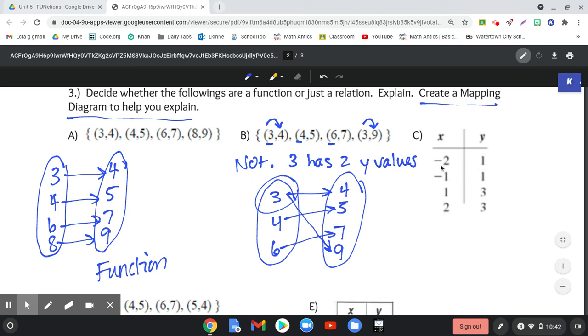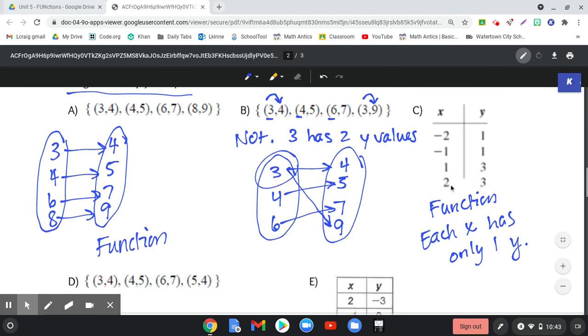All right, what about the last one? -2, -1, 1, 2. Nothing repeats. These go to the same y value, but that's okay. All right, it's okay that they have the same birthday. So this is a function because each X has only one y. Again, if you wanted to, you could draw a mapping diagram and you would see that none of these go to more than 1.